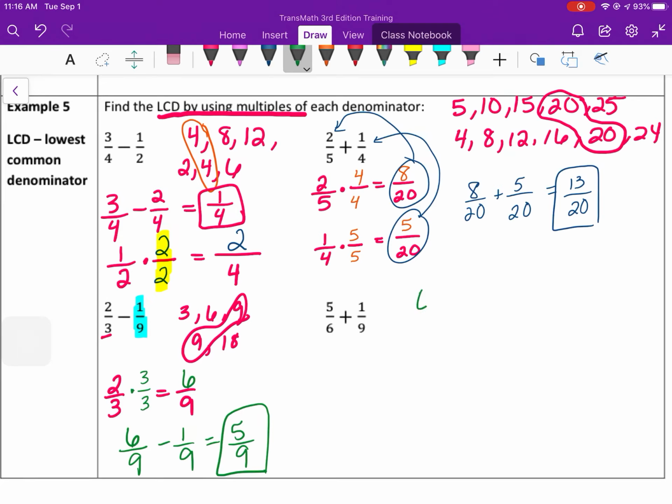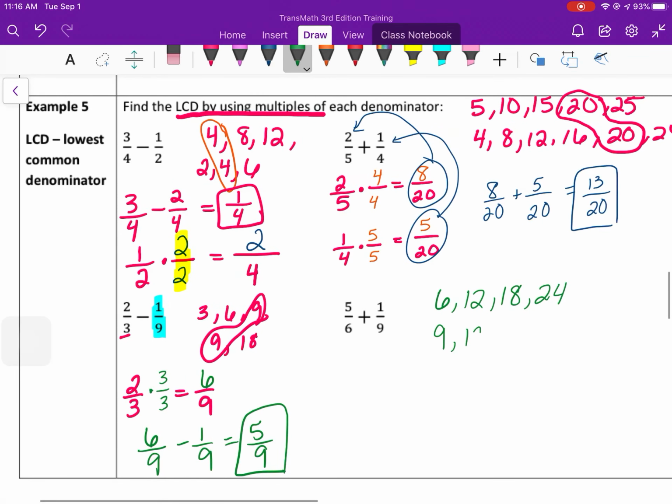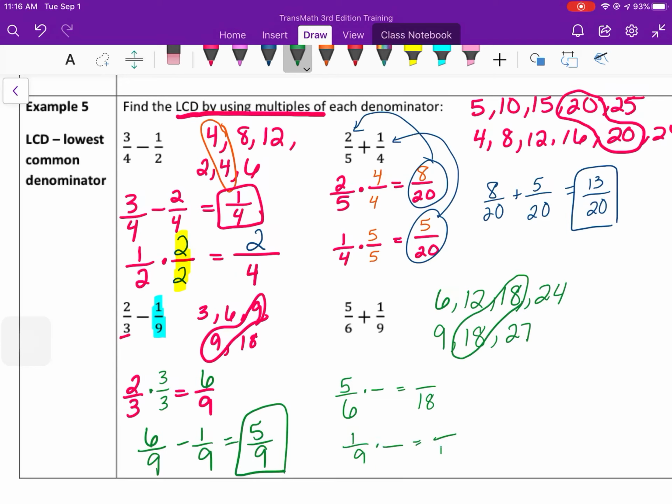We'll do one more. 5/6 plus 1/9. So let's see, 6, 12, 18, 24, and then 9, 18, 27. Notice that they both have 18 in common. So I can change 5/6 times what will give me 18 on the bottom, and 1/9 times what gives me 18 on the bottom.